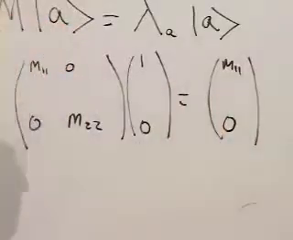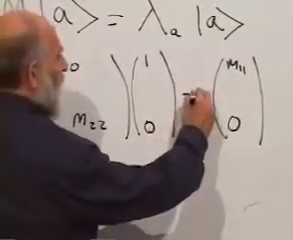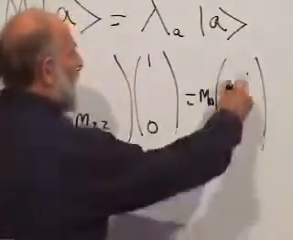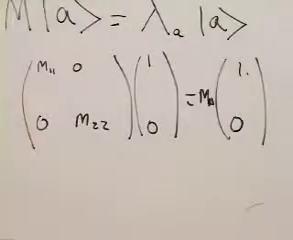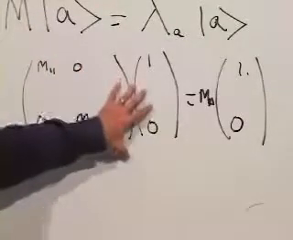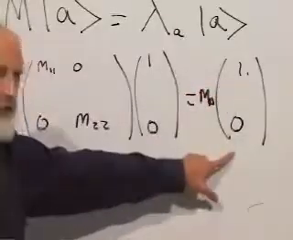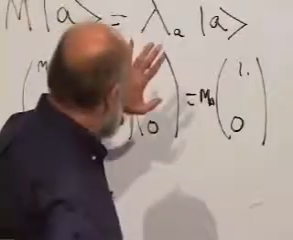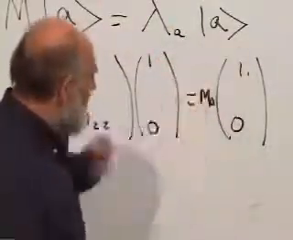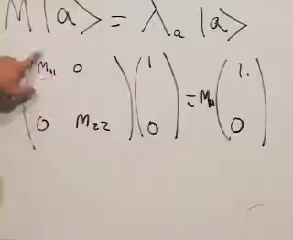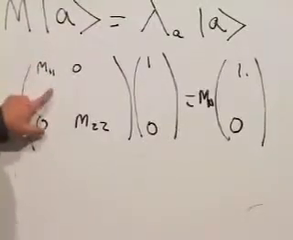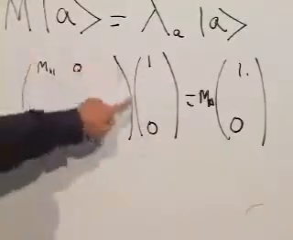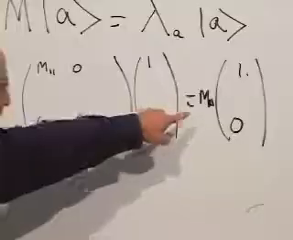But this vector is just m11 times (1, 0). So you see what's happened. The matrix times the vector gives you a number times the original vector. In other words, it doesn't change the vector. It just gives you back the original vector times a number. In this case, the number happens to be m11. So the vector (1, 0) is an eigenvector of this matrix with eigenvalue m11.